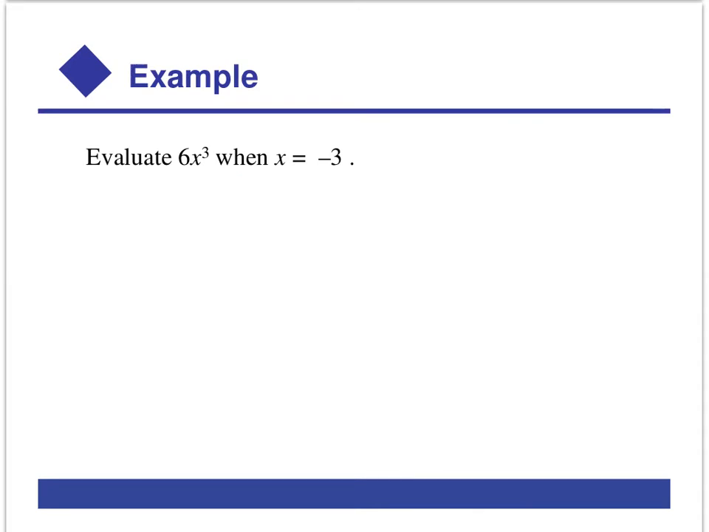Now this one's a little bit different. I want you to notice something. That 6 is not in parentheses, just that 3. So we're going to say this right here. We're just raising the negative 3 to a power. So that's going to be 6 times a negative 27, which is going to equal a negative 162.